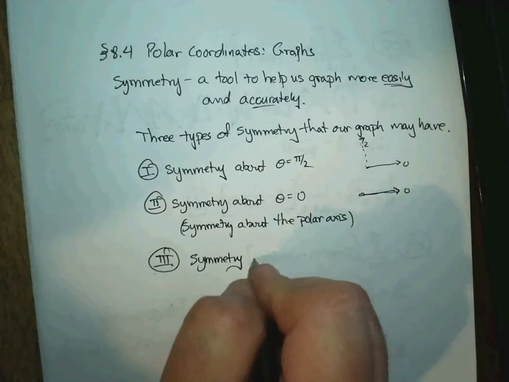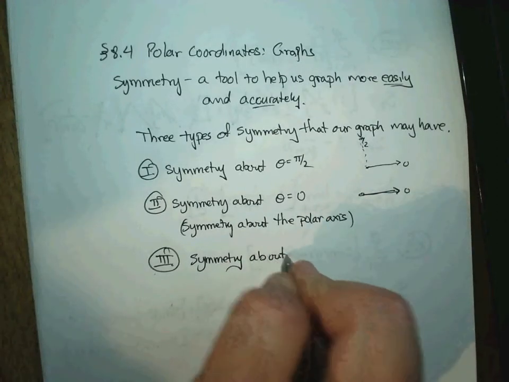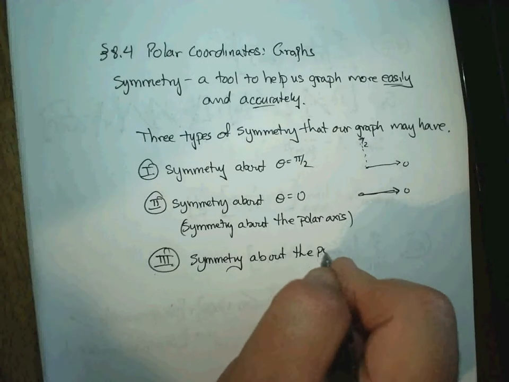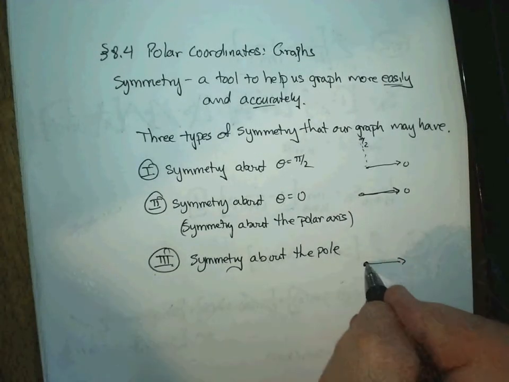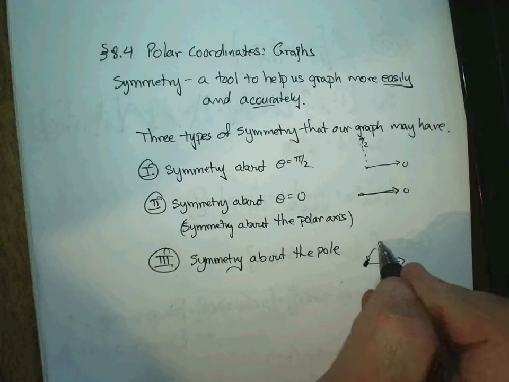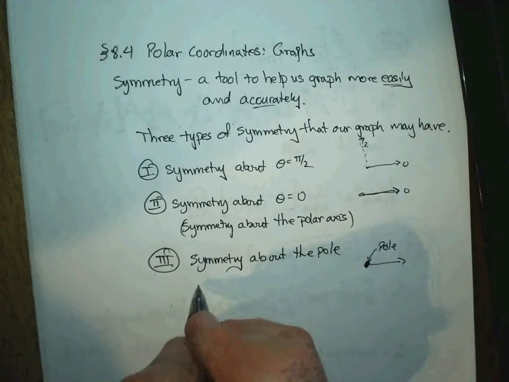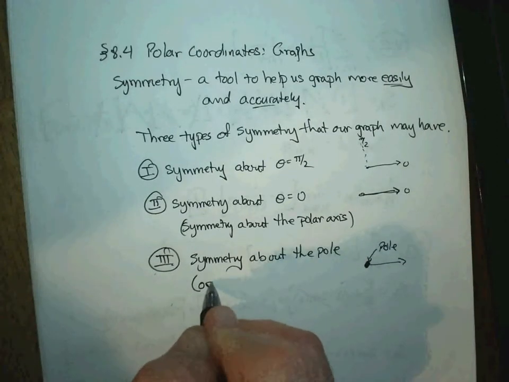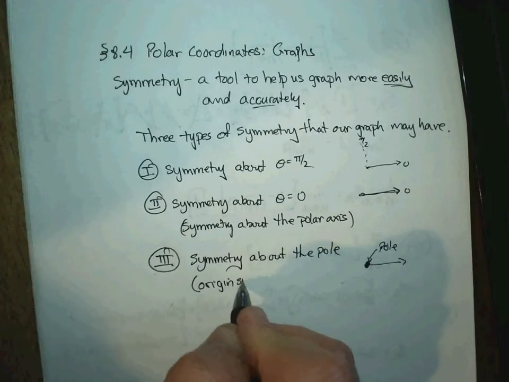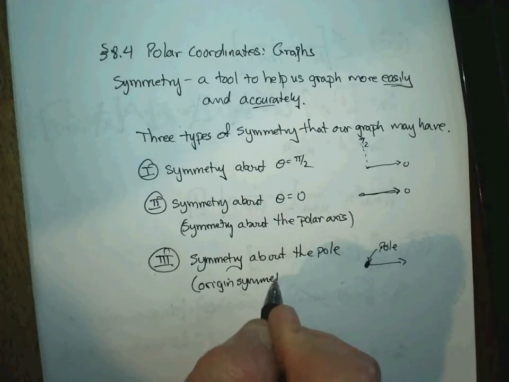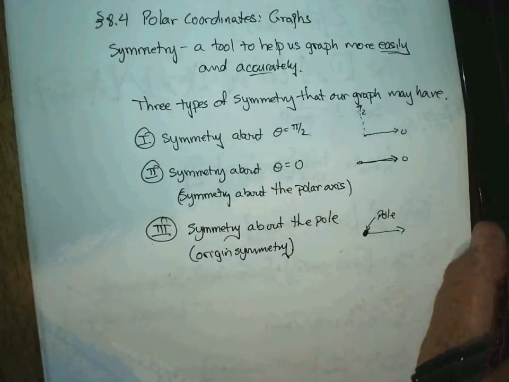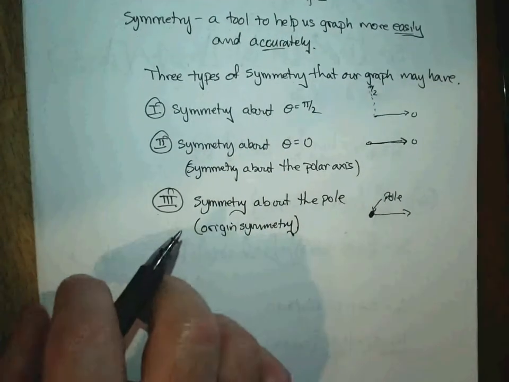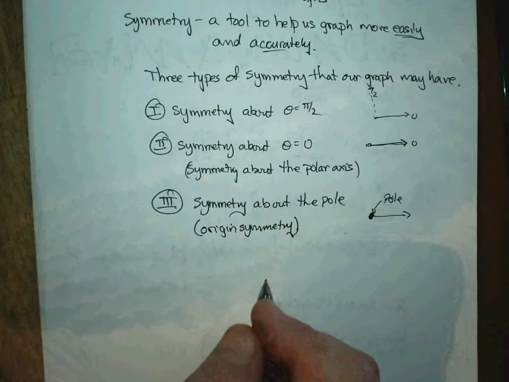And the third type of symmetry is symmetry about the pole itself. What is the pole? Well, on your polar graph paper, this is the pole right here. So symmetry about the pole is another way of saying origin symmetry, as we would refer to it on the xy plane.